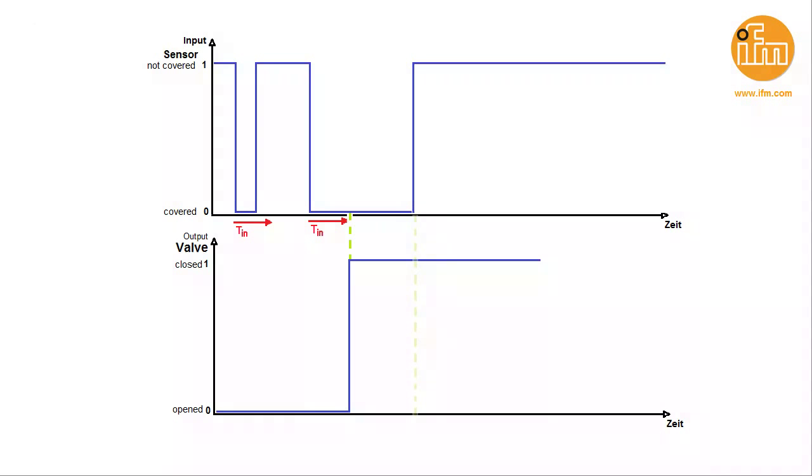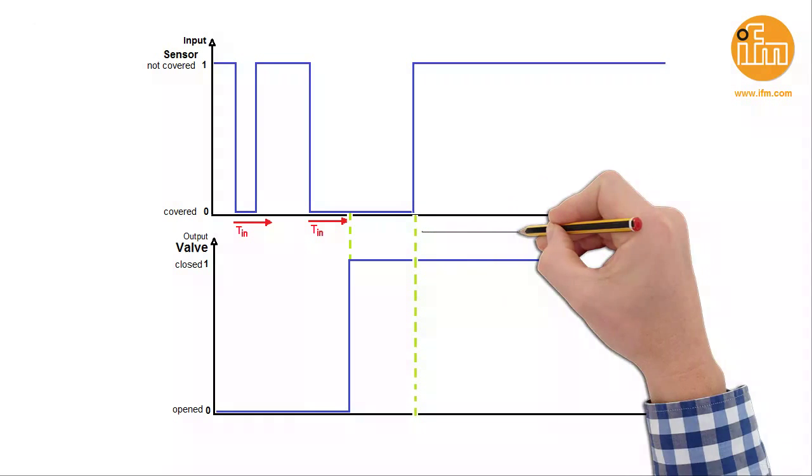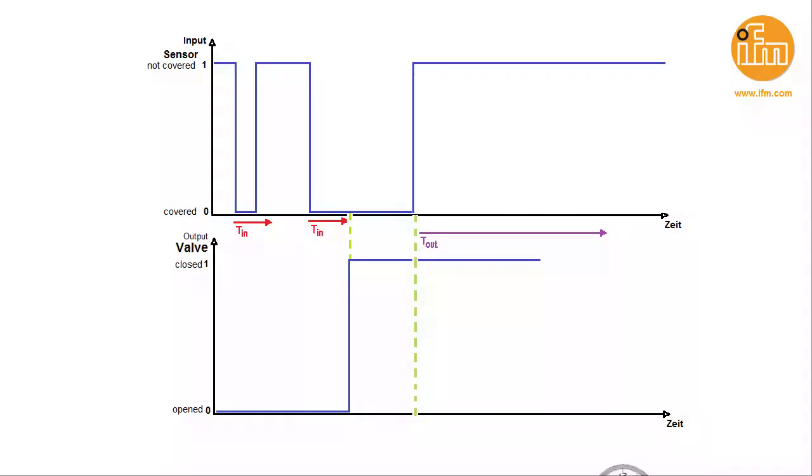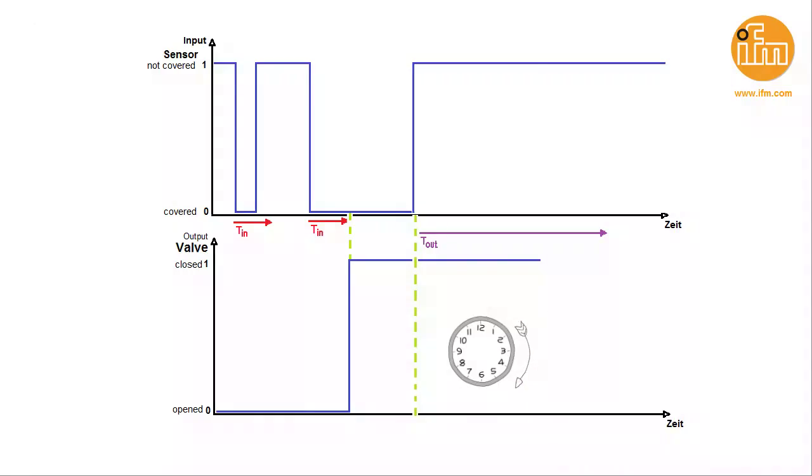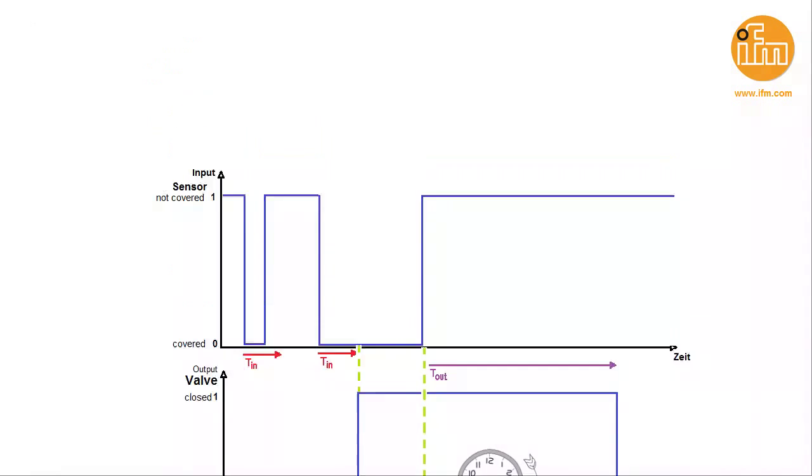The level drops. The adjustable switch-off delay time starts as soon as the sensor is no longer covered. The valve remains shut for an adjustable time span. Then, the valve is opened again.